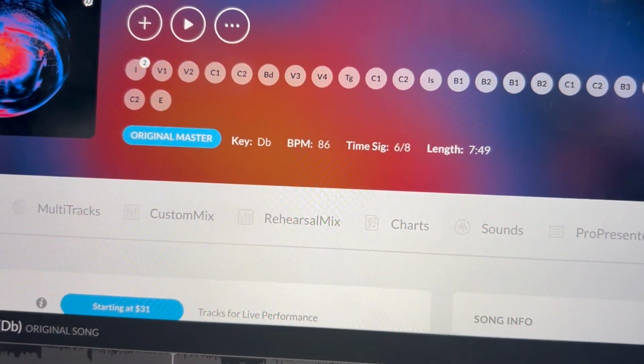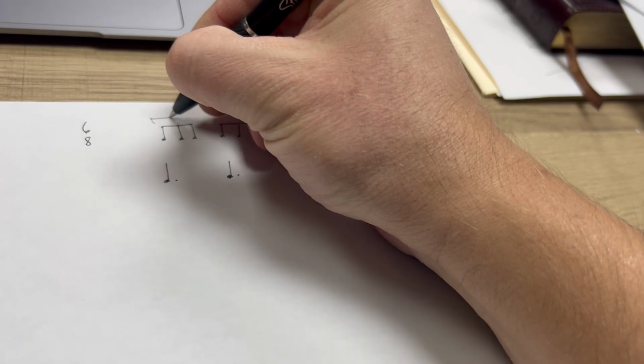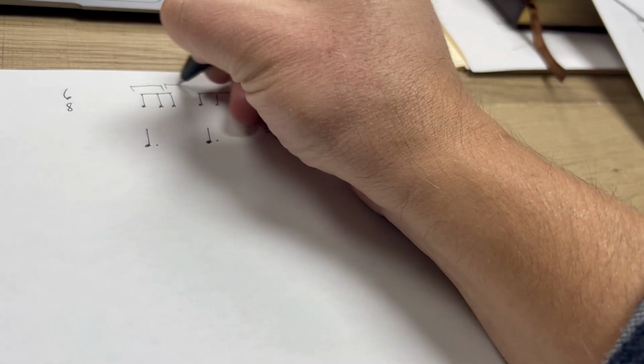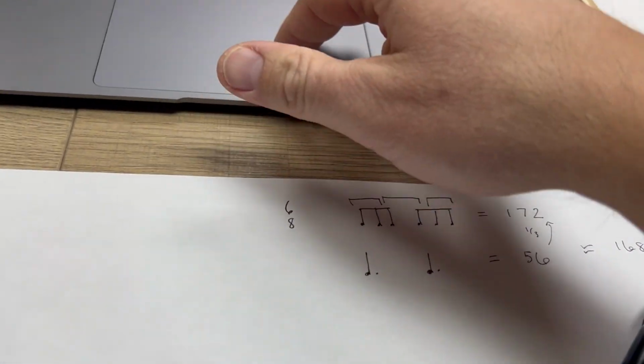Now look what Multitracks says this song is. 86. How in the world do they get 86 out of this? Here's what I think they do. I think they take every 2 beats and count this in a weird way as like a 1 and 2, and Ableton is the same way. Let me show you.